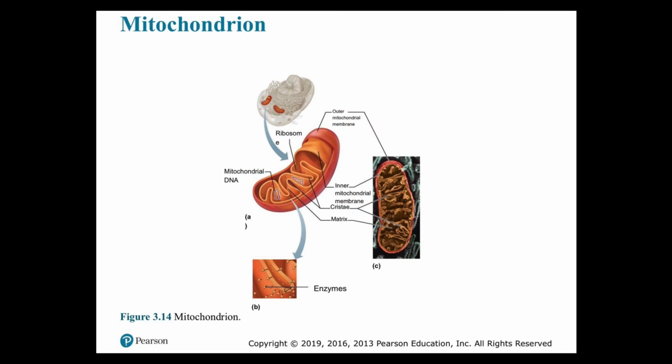Figure 3.14, mitochondrion. There's the cell, and inside you have those bean-shaped structures called the mitochondria. If we look at one mitochondrion, you can see the outer mitochondrial membrane and the inner membrane, and the little folds are called cristae, and within that inner compartment is called the matrix. Now notice within the matrix there's mitochondrial DNA. So the mitochondrion has its own DNA and it's got its own ribosomes.